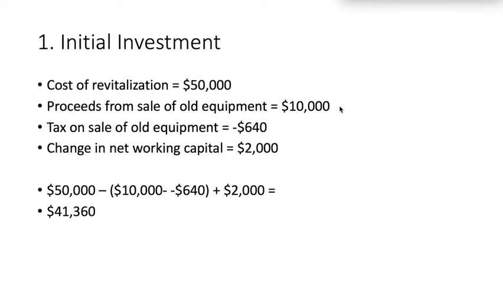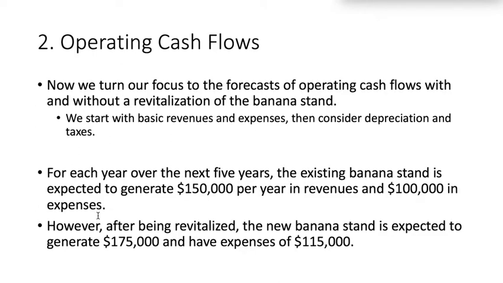Proceeds from the sale is 10,000. We actually save 640 in taxes, and we have to increase net working capital by 2,000. So all in all, that means a total net initial investment amount of 41,360. So the next question is, how are the operating cash flows going to change?